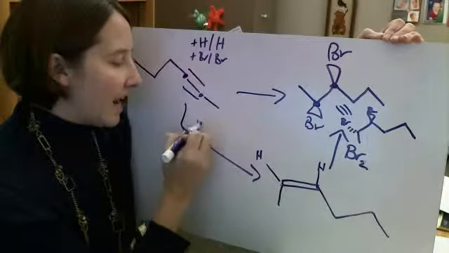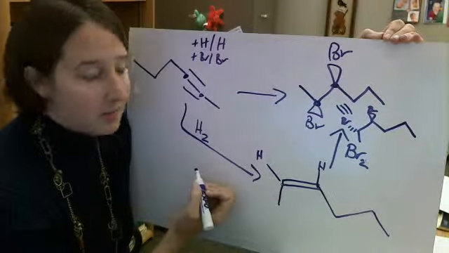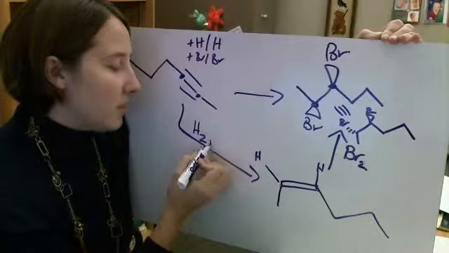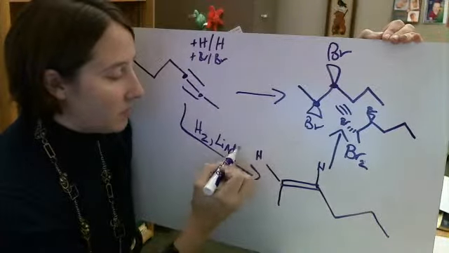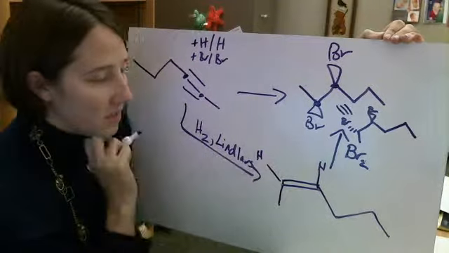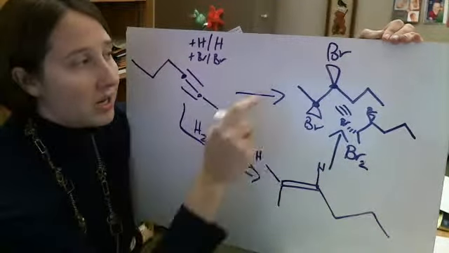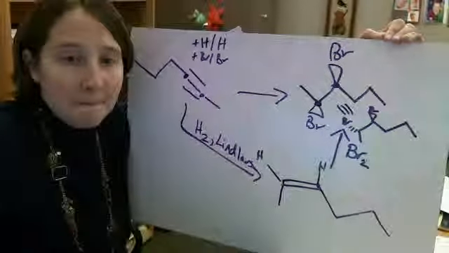You can't just add H2 and palladium, because that would reduce all of my double bonds all the way down to a single bond. And so I want to use H2 with Lindlar's catalyst or Ni2B, whichever one you want to think about there. And that would accomplish that stereochemistry, giving me that specific stereoisomer as requested.